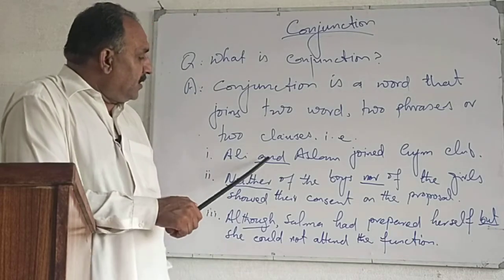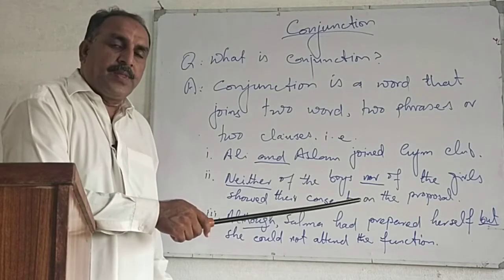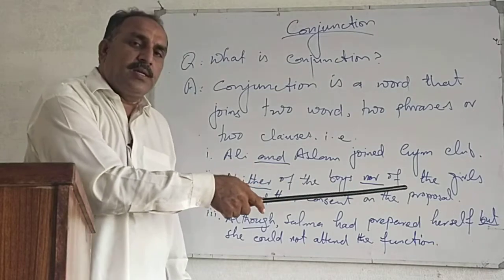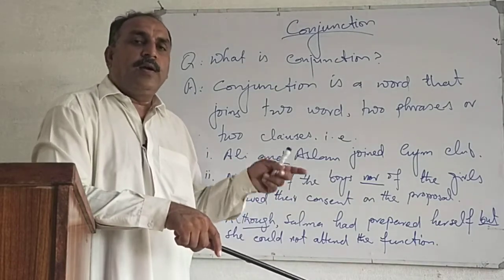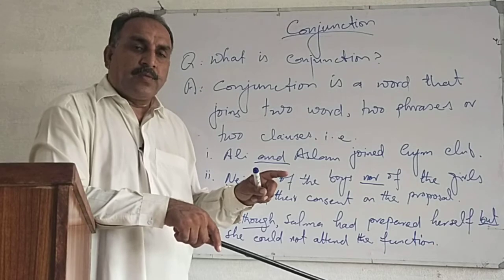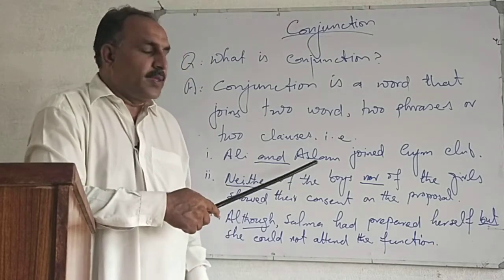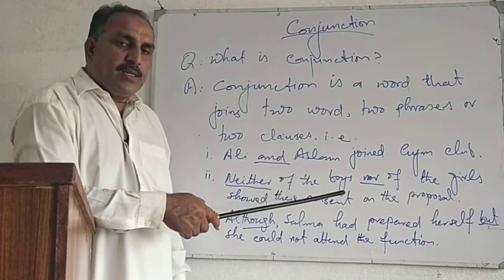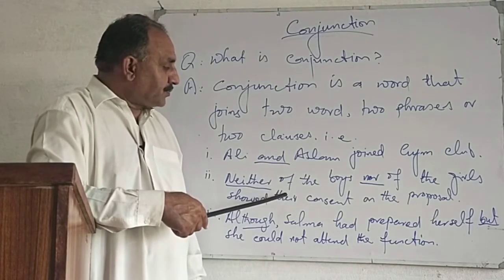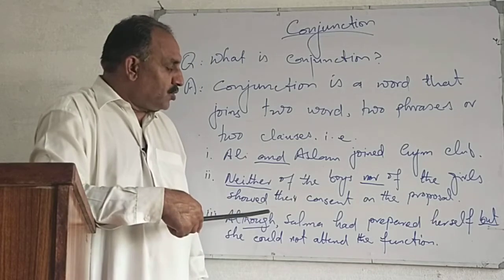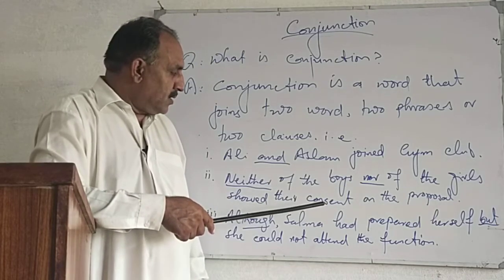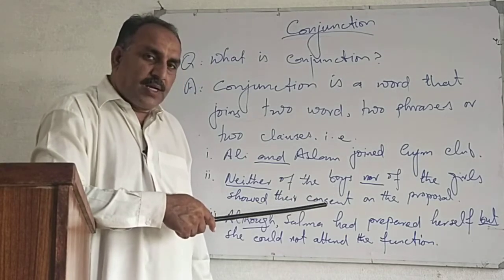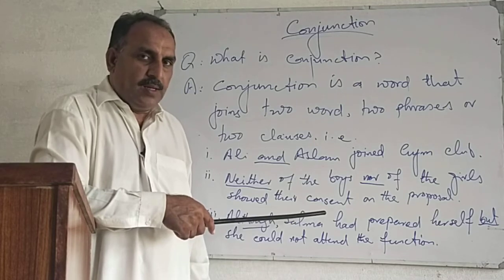For example, Ali and Aslam joined gym club. Now you can say, Ali joined gym club, Aslam joined gym club. Now, to avoid the repetition with the second name, you say both of them, or Ali and Aslam joined. Similarly, neither of the boys, you can say, the boys didn't show their consent on the proposal. The girls didn't show their consent on the proposal.